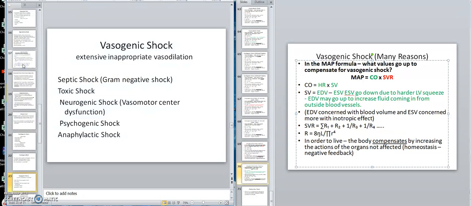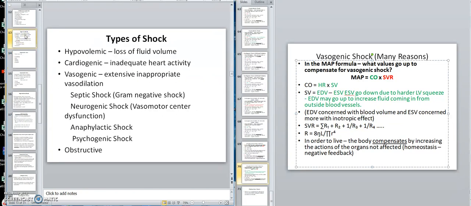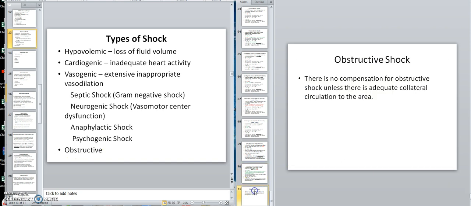All right, we're almost through with the shock. Let's go to, so we said, then we had the obstructive shock. Now, obstructive shock means that, let's say you had a blood clot to the kidney or blood clot to something or to the brain. Now, with obstructive shock, there's really no compensation for obstruction, because once you close the road off, how do you get there? So there's no compensation. The only compensation you do have is if you had adequate collateral circulation.